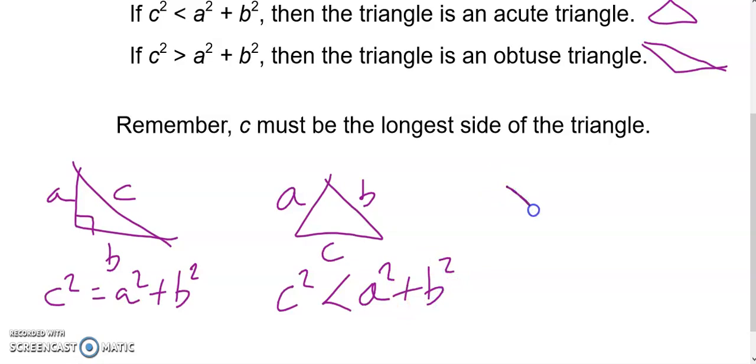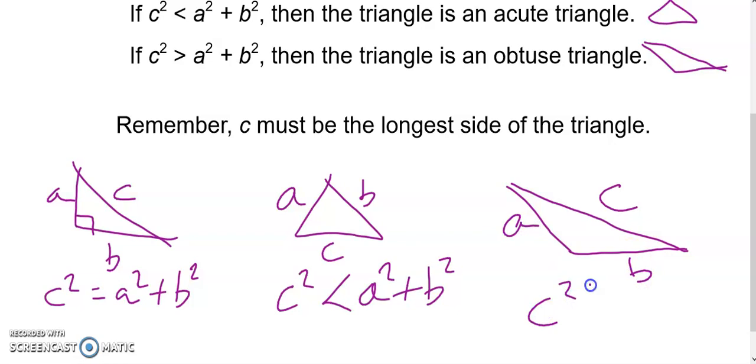And if I have an obtuse triangle where c is the longest side and the other two sides are a and b, then c squared will be bigger than a squared plus b squared. Alrighty, so that's the basic rundown on what the theorem actually is.